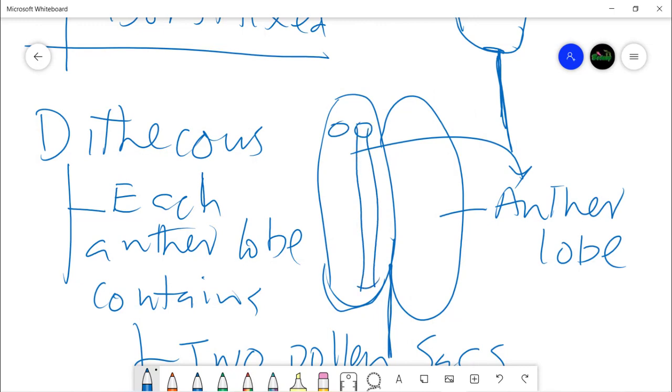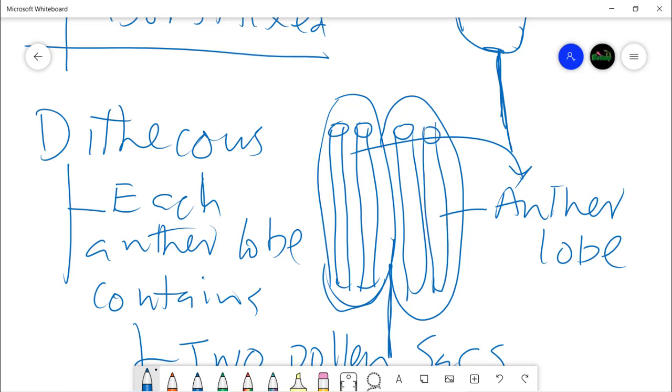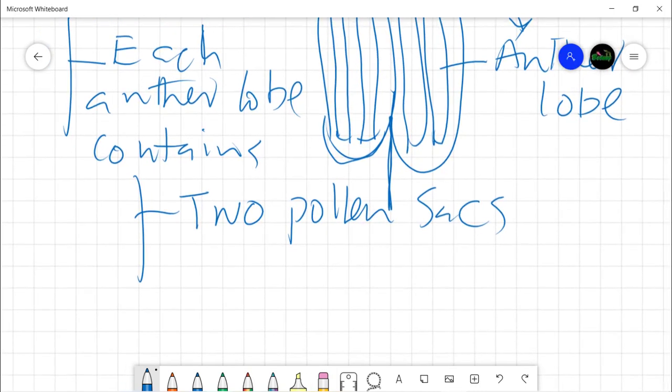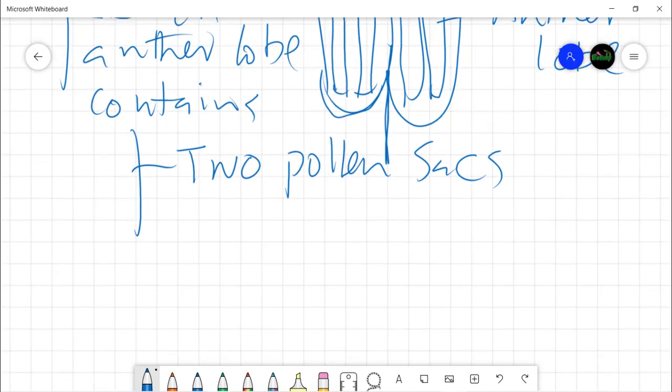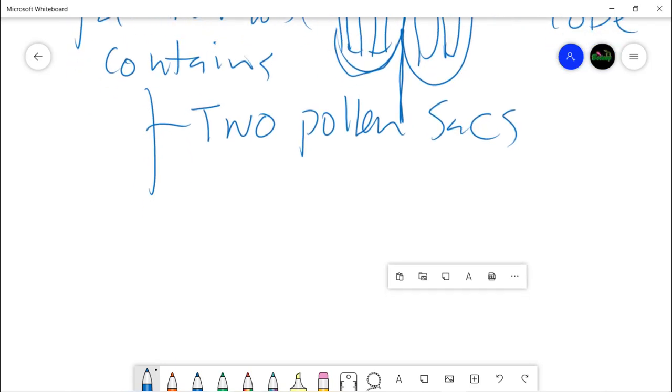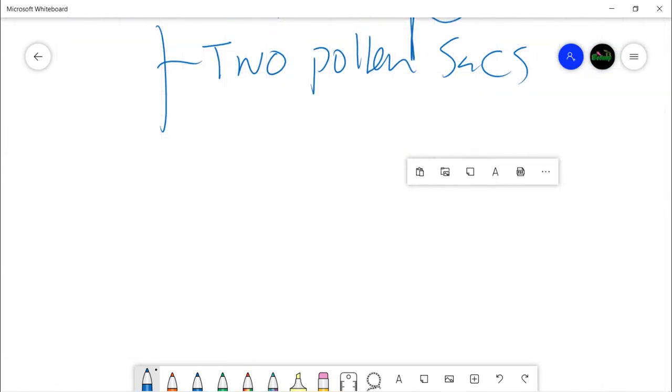They are usually arranged longitudinally. So this is the other pollen sac. So this is the condition. It is known as dithecous, containing two pollen sacs in each anther lobe. So a total of 4 pollen sacs. So it is dithecous. And then its dehiscence, how the anther lobes open up to release the pollen grains.